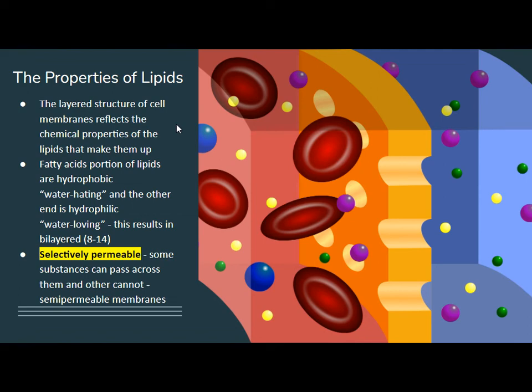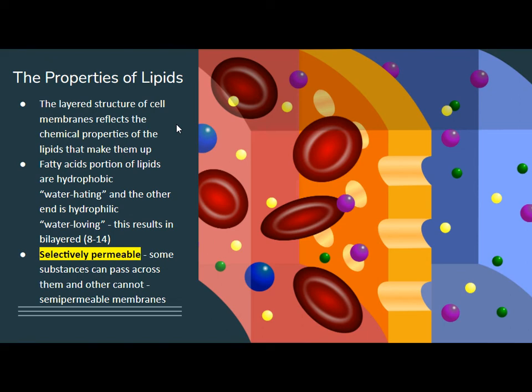And hydrophilic means that it loves water. And so the hydrophobic parts are on the inside of the wall, and the hydrophilic parts are on the outside of the wall. And this is going to play into when we learn about all the processes that are entailed in things going in and out of our cell.